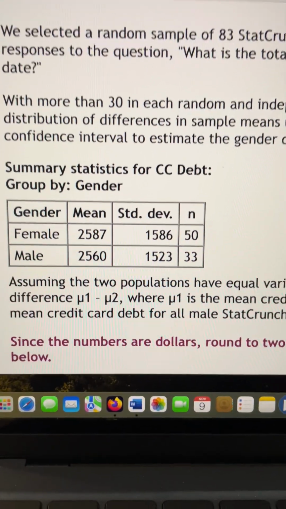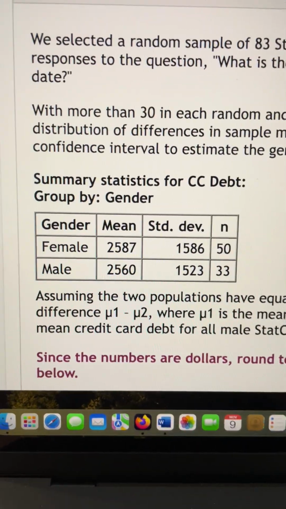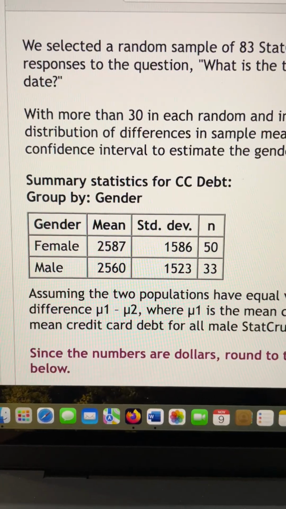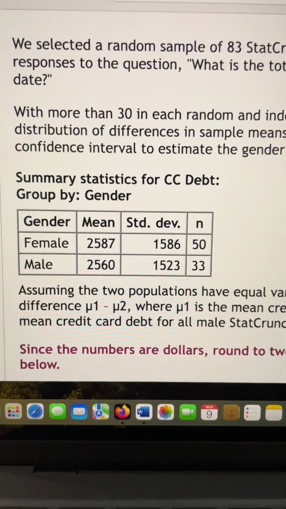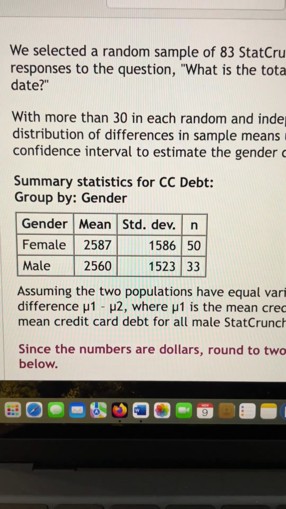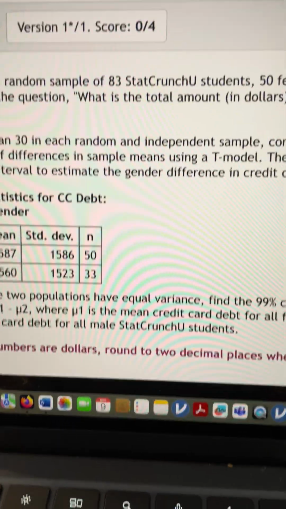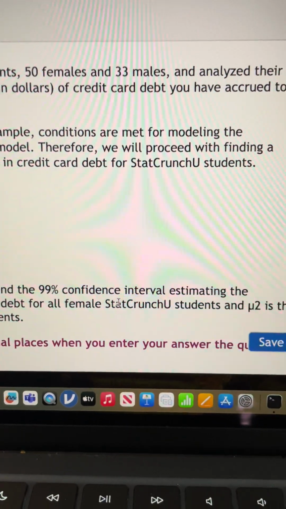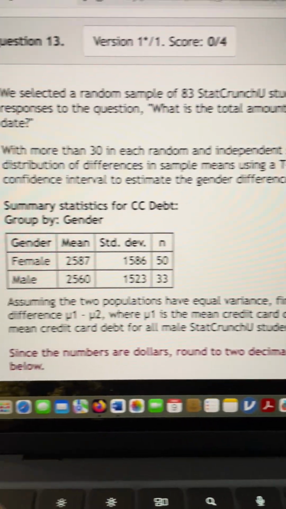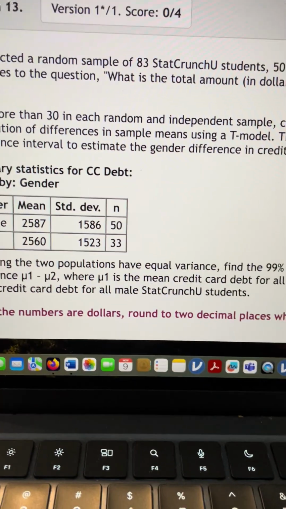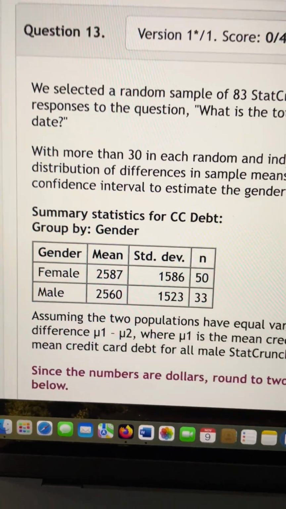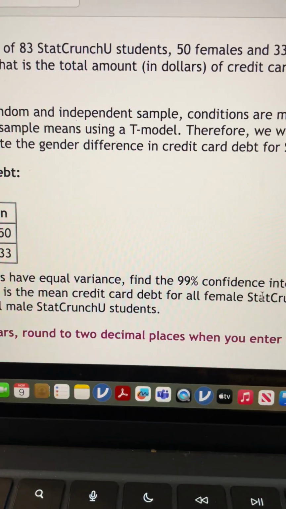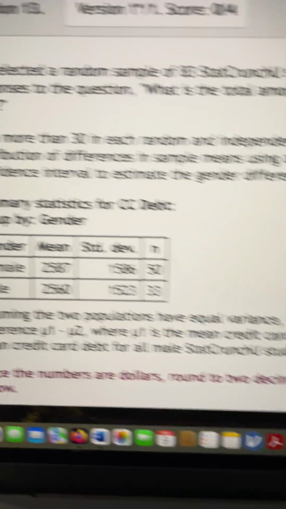All right. So we're back over to our stats problem. This is number 13. This is one of the versions. I've had a good number of you request this one, so I'm just making this video to show you how it gets done. We select a random sample of 83 StatCrunch U students, 50 females and 33 males, and analyzed their response to the question, what is the total amount in dollars of credit card debt you have accrued to date? With more than 30 in each random and independent sample, conditions are met for modeling.